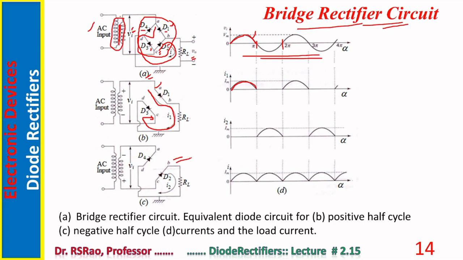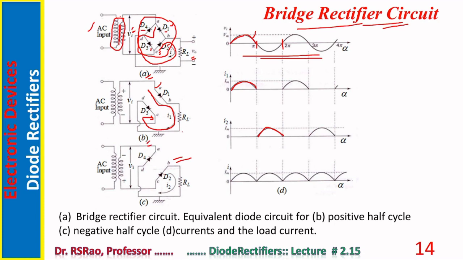The circuit is shown here. I2, when sketched, appears like this. Notice I1 and I2. I1 is the current through the load during the positive half cycle, and I2 is the current through the load during the negative half cycle. But the point to be noted here is I1 and I2 both are in the same direction.